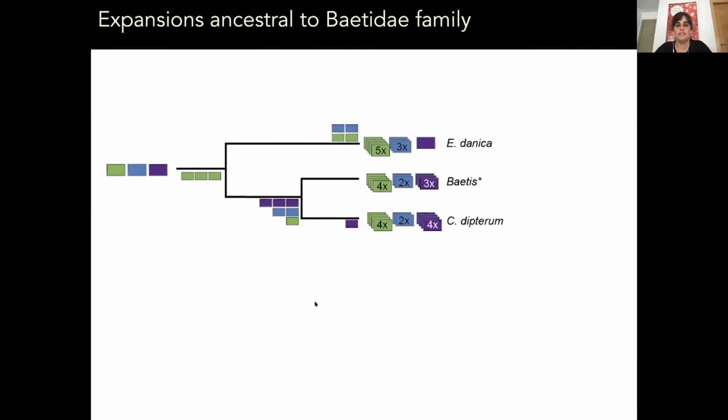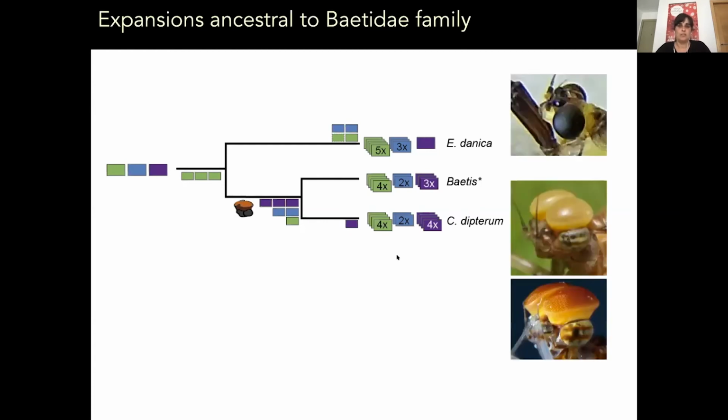And looking a bit at the evolutionary scenario of these opsins, these genes, what we found is that not all of this expansion was Cleondipteron specific, but some of it was ancestral to the Baetidae family of mayflies. And the most characteristic trait of the Baetidae family of mayflies is the turbinate eye. So at this point, we thought that maybe there was a relationship between the appearance of a new visual system and these new duplicated opsins.